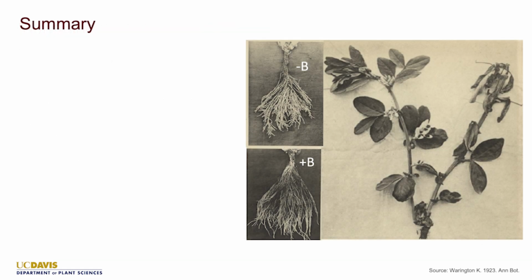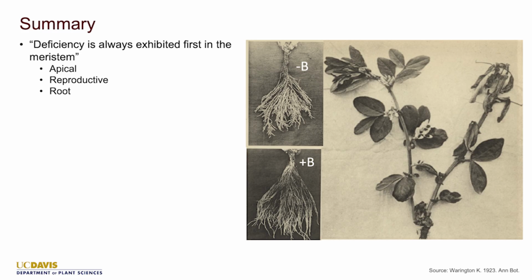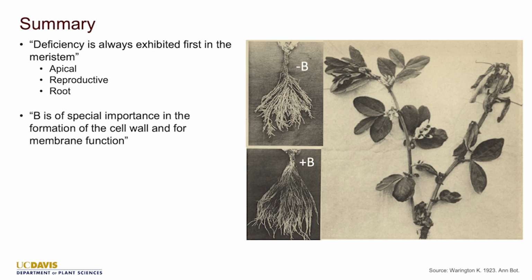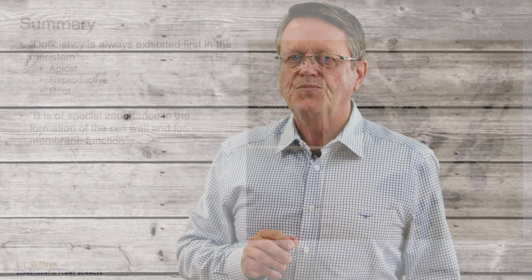I'm going to summarize by going all the way back to the first slide that I showed you and to revisit whether Catherine Warrington in 1923 got it right. The first point, clearly, she got right. Deficiency is always exhibited in the meristem. Apical meristem, reproductive meristem, root meristems. The second one she didn't quite get right, but she was not far off. She stated that boron has a special importance, and probably its function was in the vascular system. Not quite true. The special importance of boron is in the formation of the cell wall and the relationship between the cell wall and membrane function.